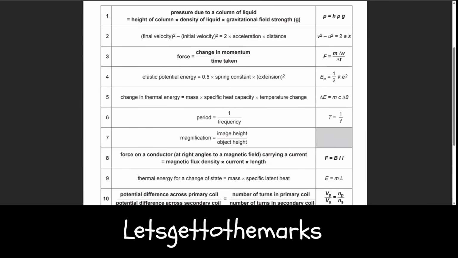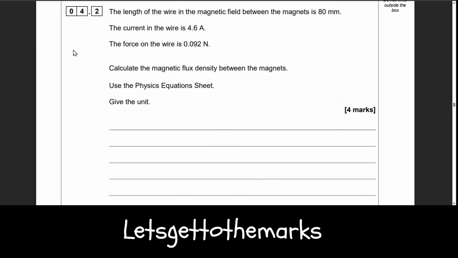Right. Let's look over here. And we're going to find that here, number 8, force on the conductor carrying a current is equal to magnetic flux density times current times length, F = BIL. So we want this equation, F equals BIL.